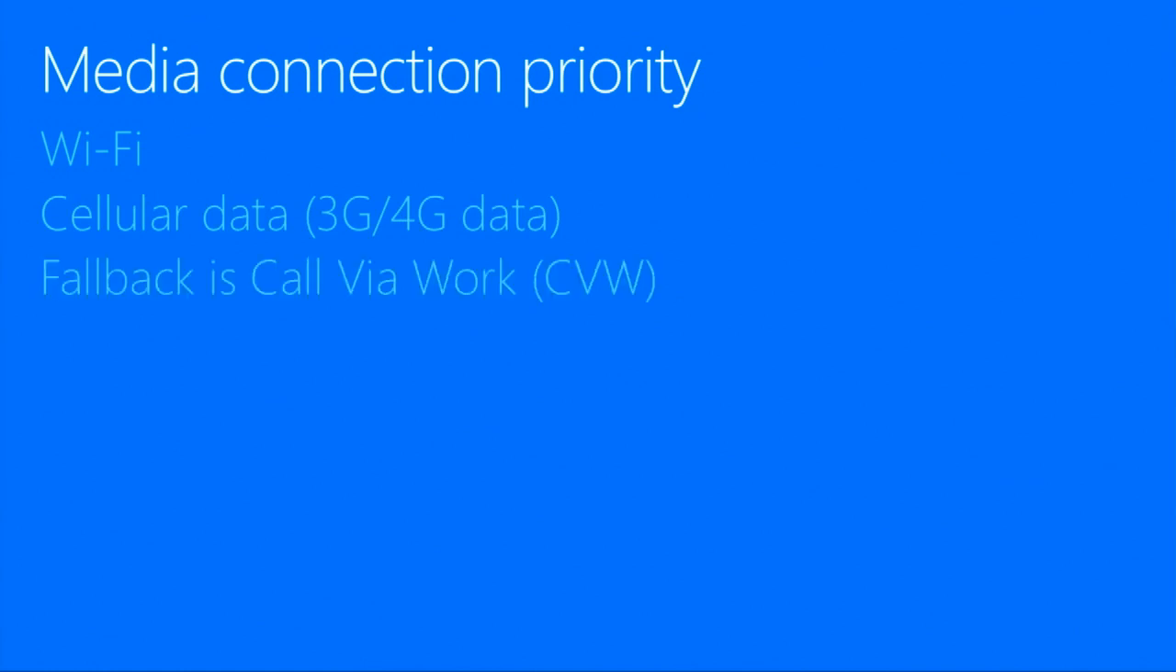The media connection priority. If the user has Wi-Fi as well as cellular data as well as obviously the PSTN on the mobile phone, the connection priority is always to use Wi-Fi first, provided the settings allow the user to use Wi-Fi. The next one is cellular data, 3G, 4G data, and then the fallback is always the call via work, which is the 2010 scenario, where the Lync server will place the call back to the user.